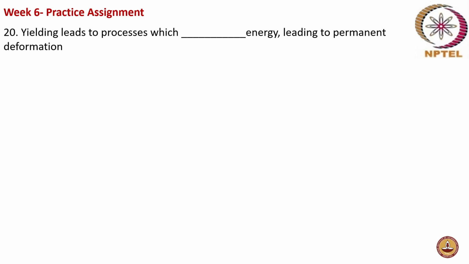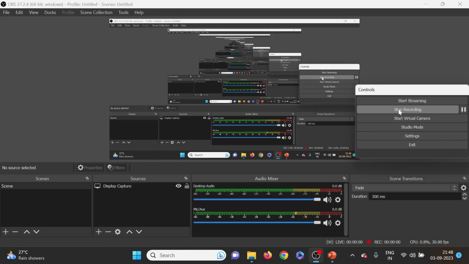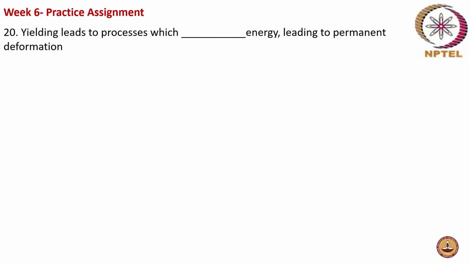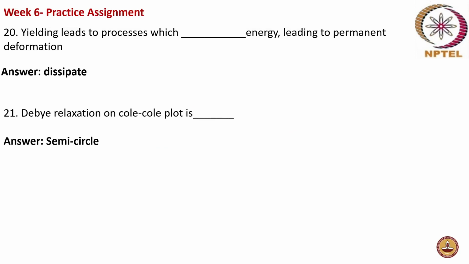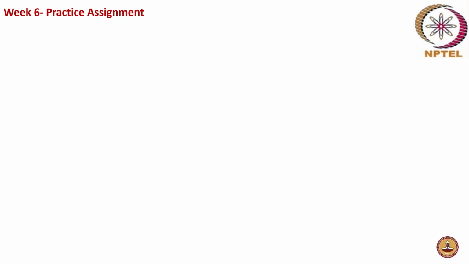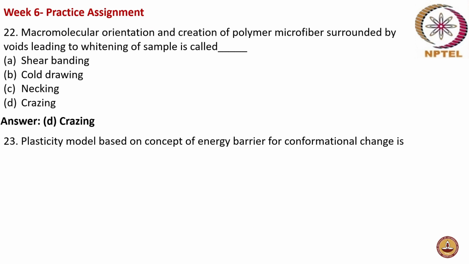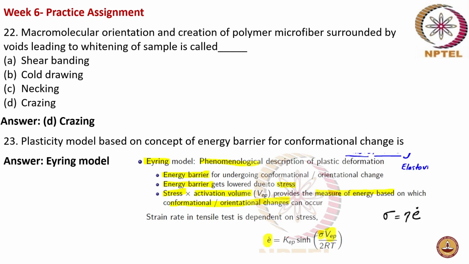The last question. Plasticity model based on the concept of energy barrier for conformational changes. The answer is the Eyring model. This is the model with a hypothesis that there is an energy barrier for undergoing conformational or orientational change. The measure of this energy is based on the product of stress and activation volume for conformational or orientational change to occur.